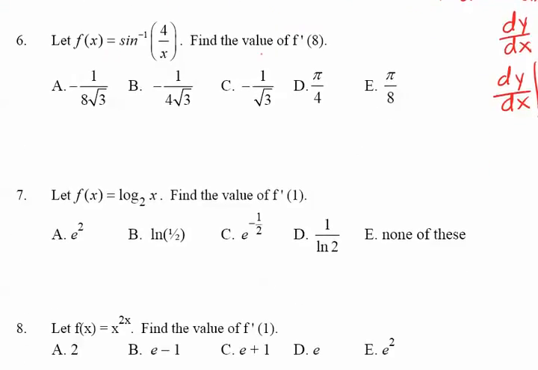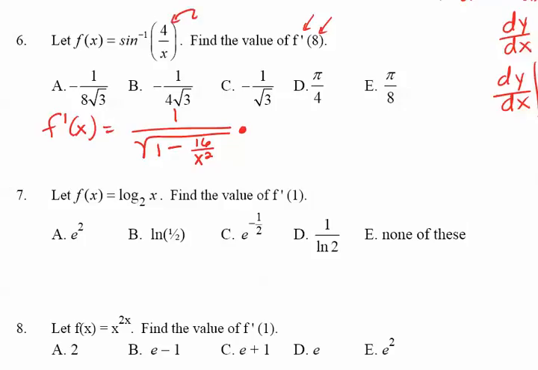All right, derivative of arc sine. So we want to find f prime first, and then we want the numeric derivative specifically at 8. So f prime, the derivative of arc sine, is 1 over the square root of 1 minus our glob squared, 16x squared, times the chain rule on the glob. So let's think about this glob. Could we think of that as 4x to the negative 1? So our chain rule then would be a negative 4x to the negative 2.